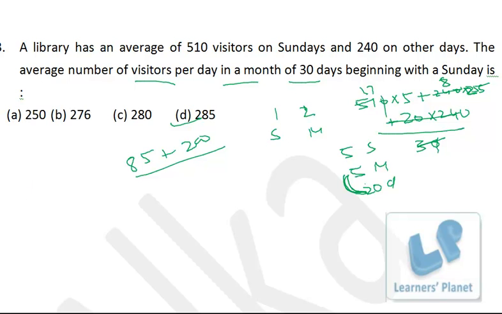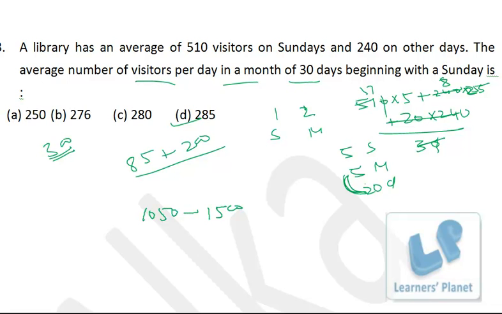Okay, and again you can go by the deviation method. I assume the average to be 300, so I see the deviation of 5 Sundays, each is 210, so 210 into 5 is 1050, and deviation of other 25 days is 60 each, right? 300 and 240, 60 each, so 60 into 25, so it's minus 1500.